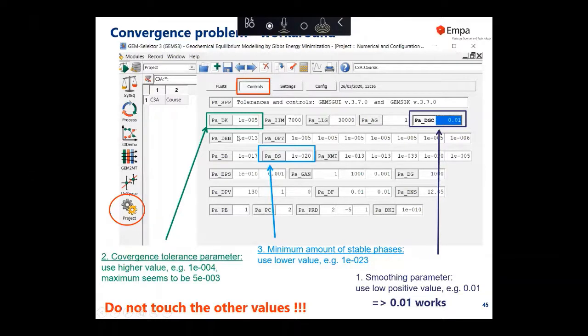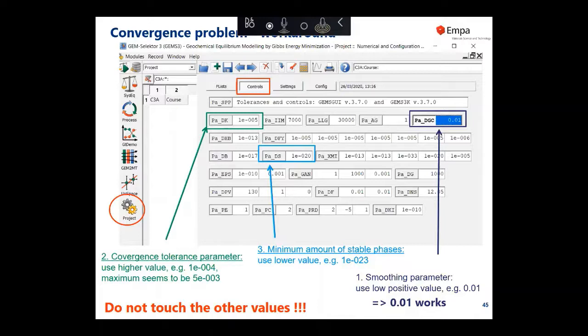If you do a modeling program, there's a number of numerical settings you have to fulfill. For instance, you have a tolerance for inaccuracy, which is normally put to 10 to minus 5. If you have problems, we can increase that. Here in blue, there's a parameter called minimum amount of stable phases. Normally it's put to 10 to minus 20. Anything below that will be ignored. We also can put that to lower amounts. And the smoothing parameter is a parameter, oh, I didn't explain it.